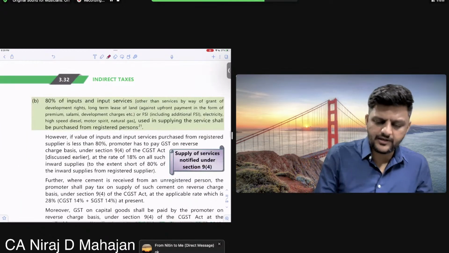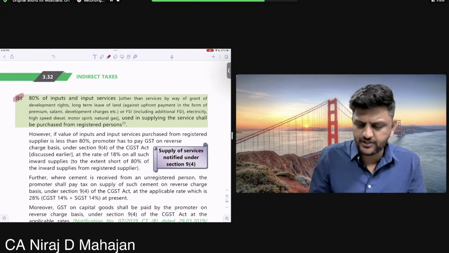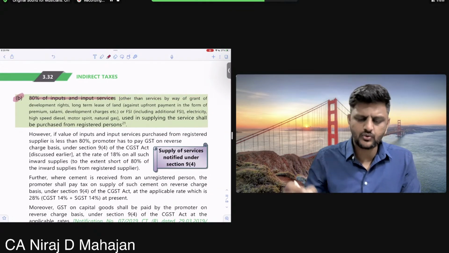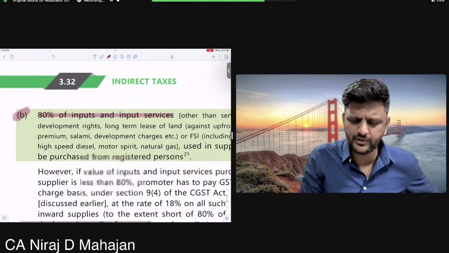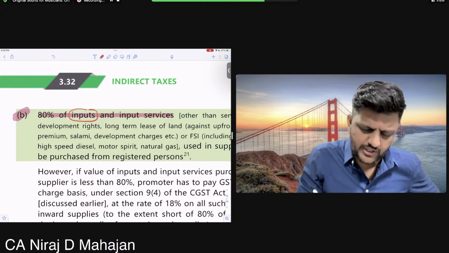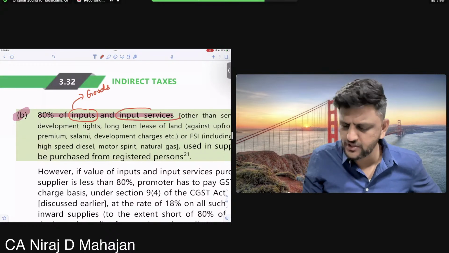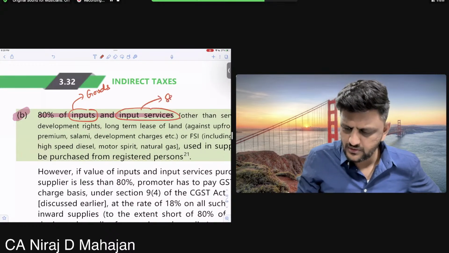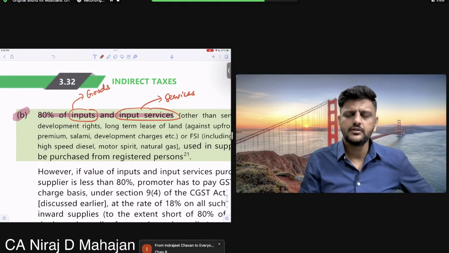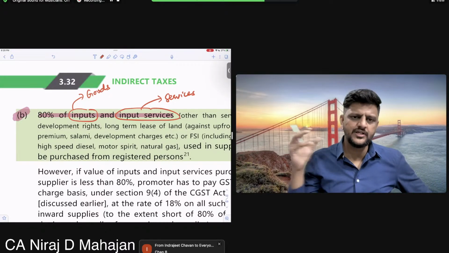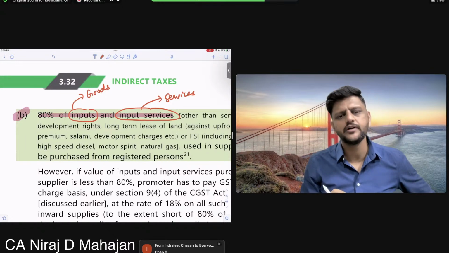We had a little discussion that 80% of your input should be coming from registered persons only, right? Yes or no? 80% of inputs or input services. Just look at the words over here. Inputs means goods. And this clearly means input services. So buying of bricks is goods, that is inputs, and an engineer or an architect's services, what he takes, is help, that is input services.